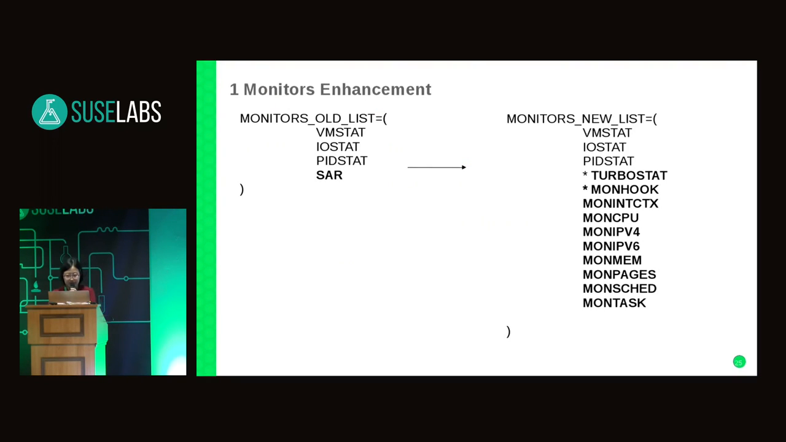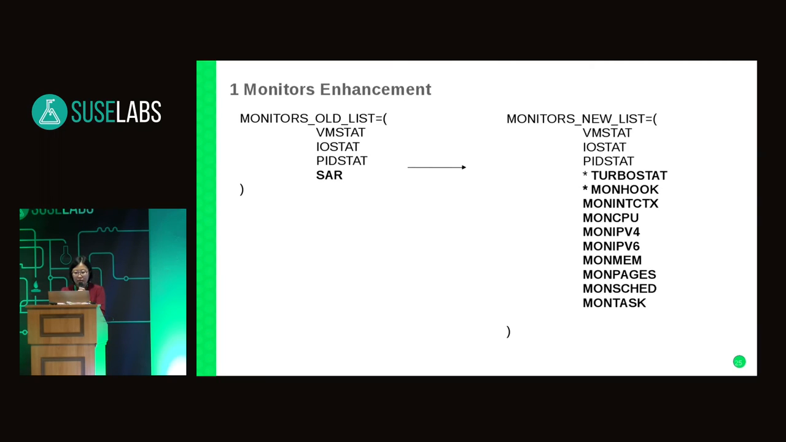The first is the monitor. Here on the left side is our old monitor list. It has the VM state, which reports information about process, memory, paging, block I/O, etc. We also have I/O state, monitoring the system input output, and PID state, and SAR. After enhancement, it has become a long list, but only two are newly added: turbostat and monitor hook. The others we just split from the SAR.